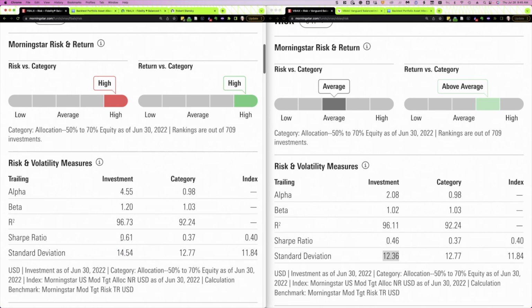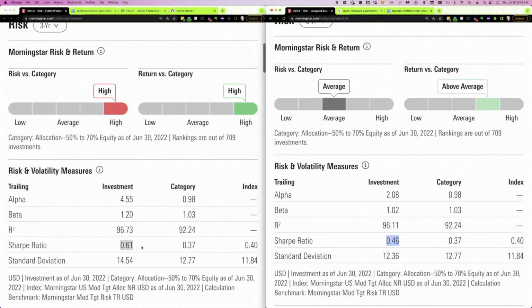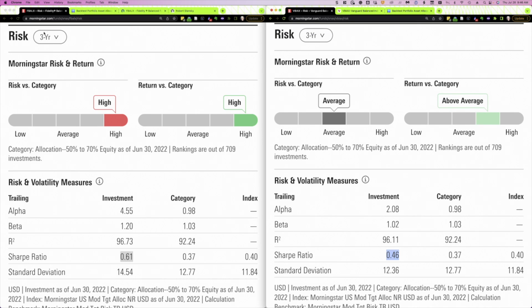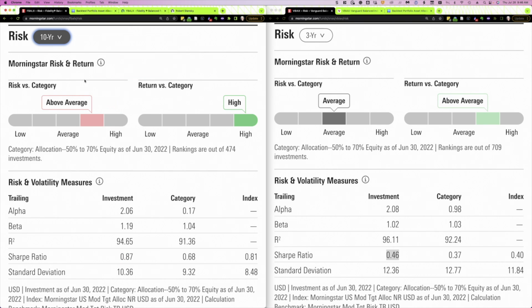And you might say, well, Rob, if higher is better, 0.61 is higher than 0.46. Well, here's the deal, though. You also have to think of the time period. See up here in the corner, 3-year? I prefer to look at a longer time period. At a minimum, I would want to go over an entire complete business cycle. But for Morningstar, we can go out 10 years. So let's do that. So for Fidelity, it goes to 0.87.